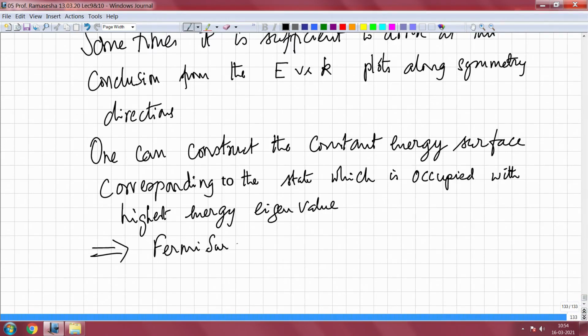At a later time I will come back and discuss how you can actually experimentally measure the Fermi surface. You can determine the Fermi surface using energy band calculations, and how you experimentally measure the Fermi surface is interesting, and we will discuss it briefly when we come to that particular topic.